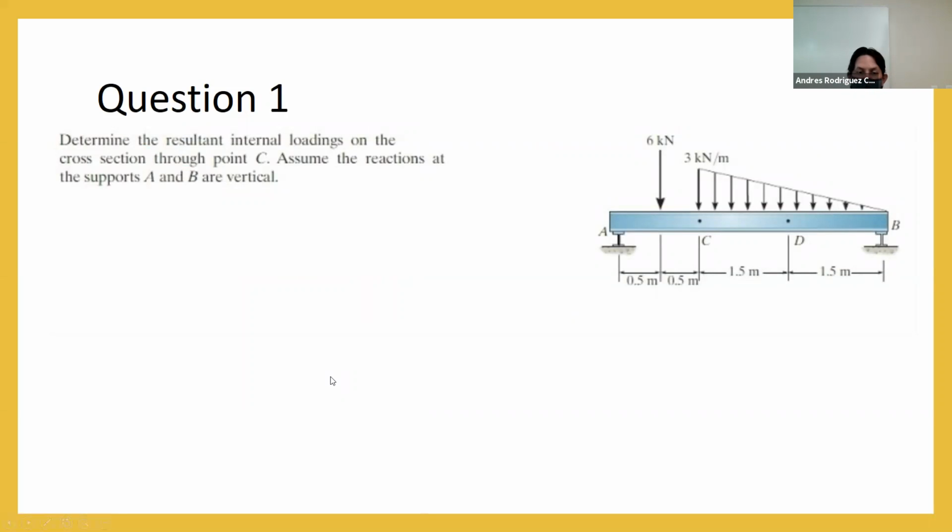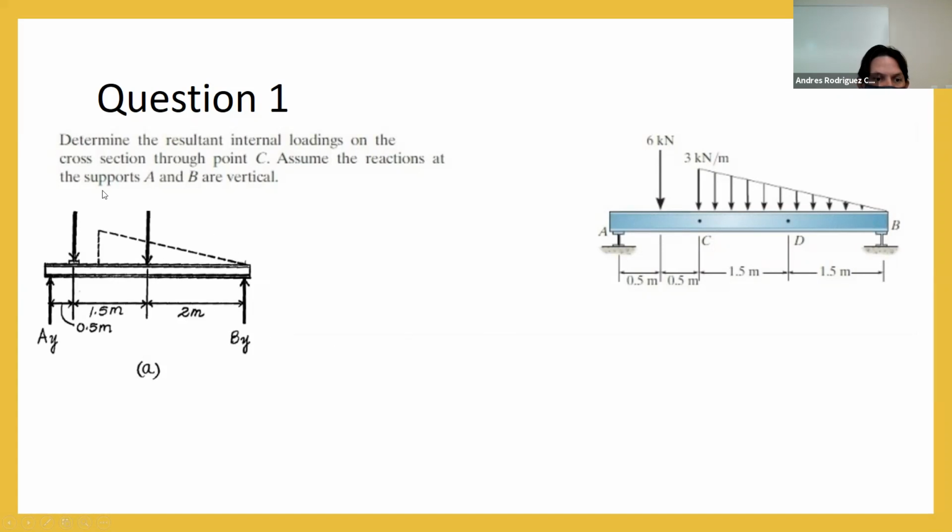So knowing those principles, we are going to develop this small exercise right now. We are going to determine the resultant internal loadings on the cross section through the point C in this part here, assuming that the reactions at the supports A and B are vertical. So we have reactions here, right?